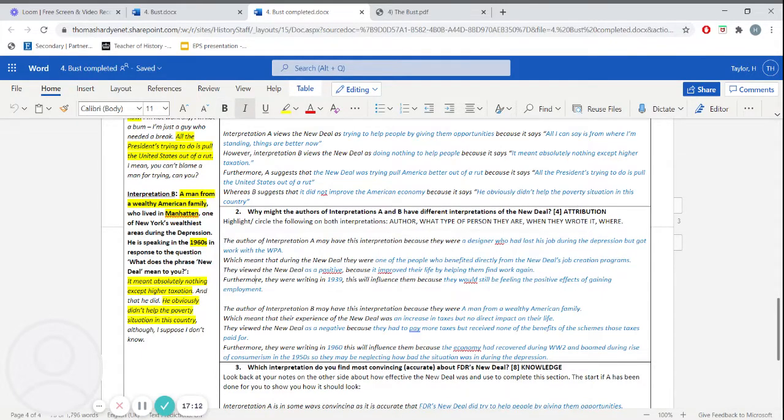So that's one point, these first 3 lines here. And then there's an additional point. Furthermore, they were writing in 1939. This will influence them because they would still be feeling the positive effects of gaining employment. So we've got that they were one of the people that had their lives improved by the New Deal, and because they're writing at that time, they are still feeling those effects. They are still benefiting from the New Deal programs that gave them a job.